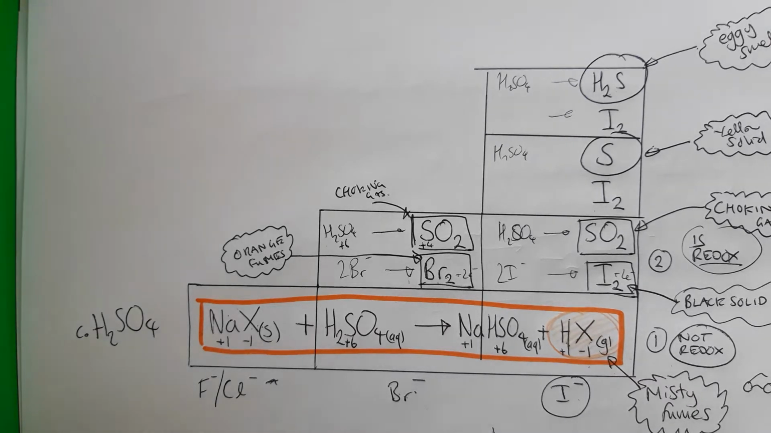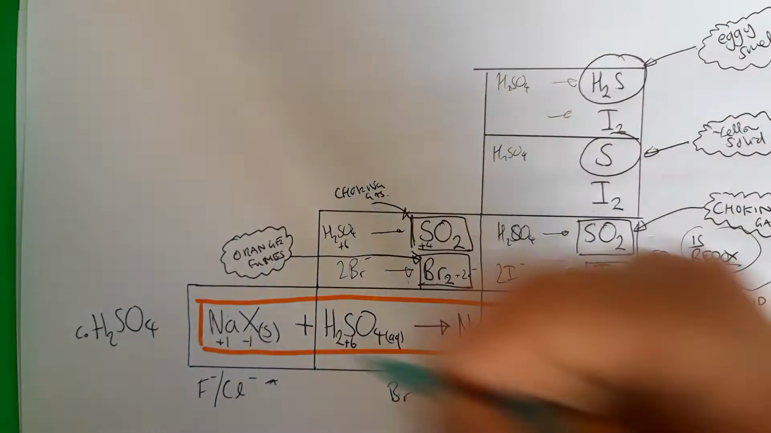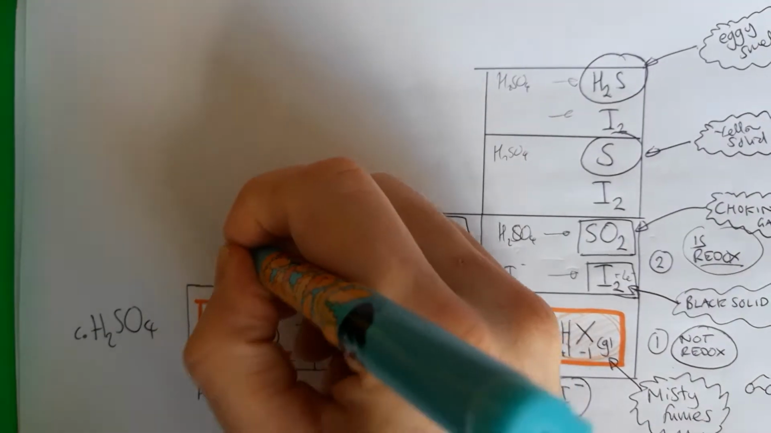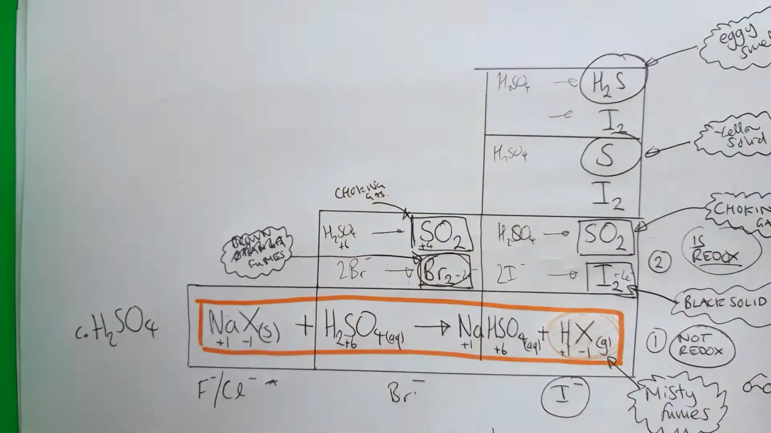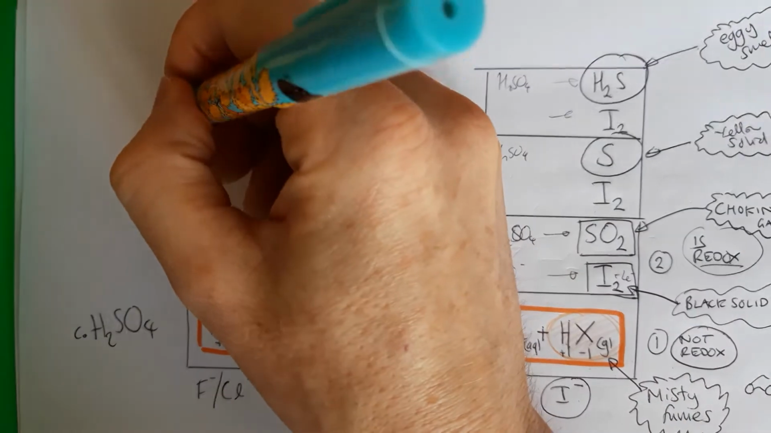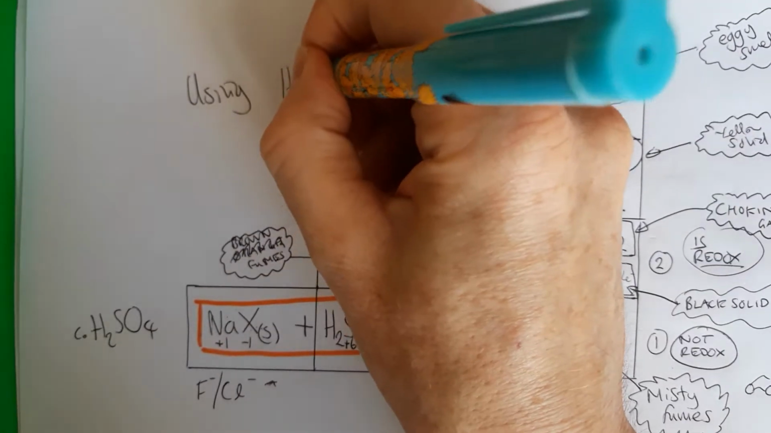Okay, everyone, here we are, lesson 3 on halide ions and conc sulphuric. And here's the diagram that I drew last time, and here's just the first little correction, because I've looked it up. Brown fumes, bromine, brown fumes or brown gas. So what we're looking at now is using this diagram.